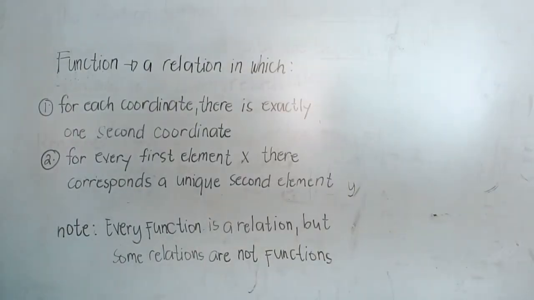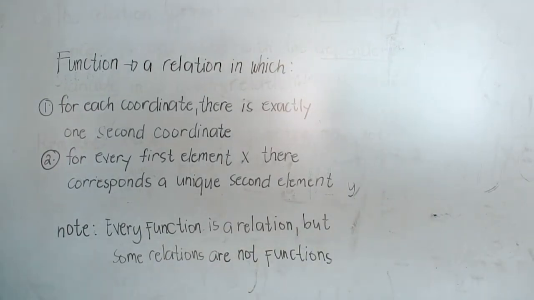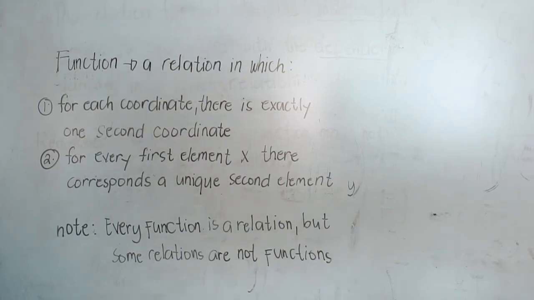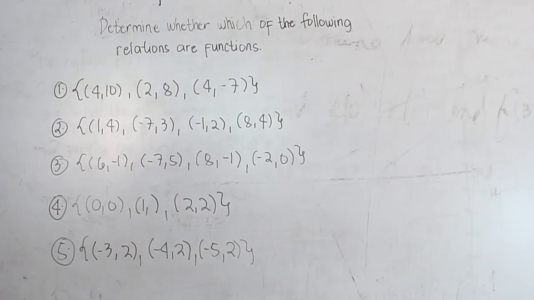Next is a function. A function is a relation in which, first, for each first coordinate there is exactly one second coordinate, and second, for every first element x there corresponds a unique second element y. Note that every function is a relation, but some relations are not functions. Now we will determine which of the following relations are functions. Given number 1 is the set of ordered pairs (4, 10), (2, 8), and (4, -7).